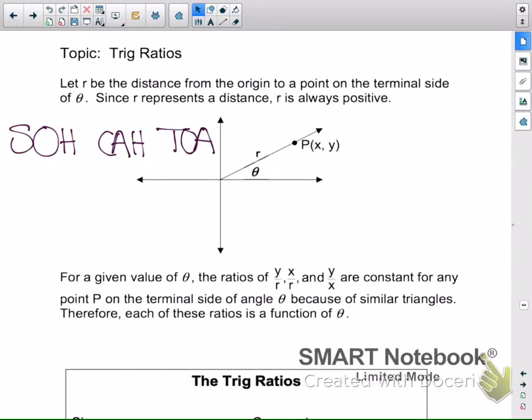So if nothing else, most of us remember SOHCAHTOA. Remember what that represents? Sine is opposite over hypotenuse. Cosine is adjacent over hypotenuse. Tangent is opposite over adjacent, right? There's other ways to remember that.